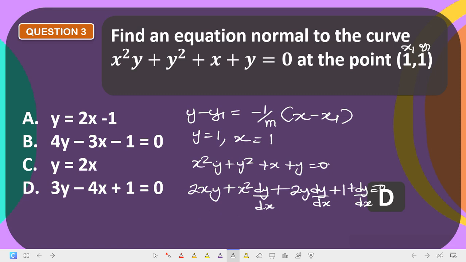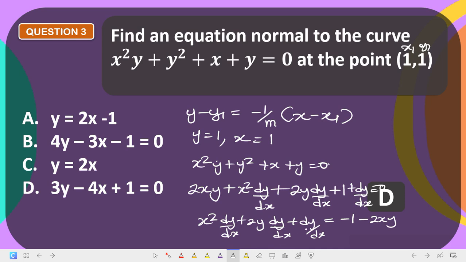So what you do now is to pick all the dy dx together. If you pick all the dy dx together, what are you going to have? You are going to have x square dy over dx plus 2y dy over dx plus dy over dx, everything is equal to, take this 1 to this other side, becomes minus 1. Take this one to this other side, becomes minus 2xy.